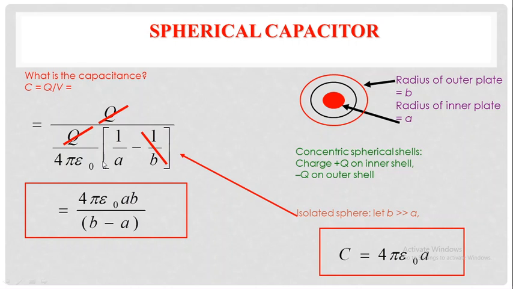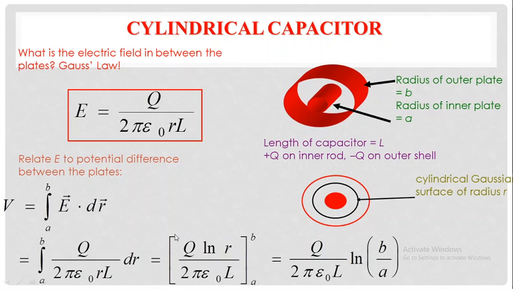In the initial PPT we saw how to find V. For an isolated capacitor, if B is much greater than A, then the 1 upon B part becomes negligible, and the equation becomes C equal to 4 pi epsilon naught A. This is for an isolated sphere. In general, for spherical capacitance, our equation is 4 pi epsilon naught AB upon B minus A.